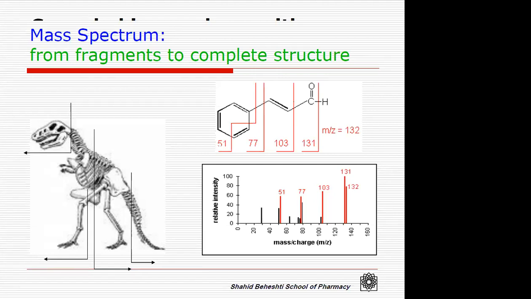Even a small difference in the structure of two compounds would affect the pattern of the mass spectrum, and we will be able to diagnose it. We will be able to prove the structure of the chemical based on the fragments that are formed during the mass spectrometry and fragmentation process. Could we have the next slide?